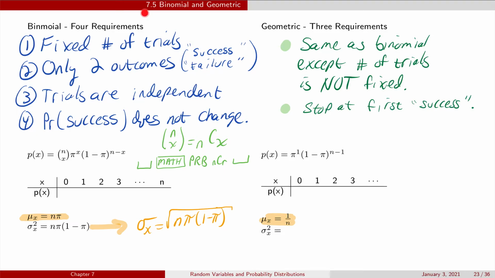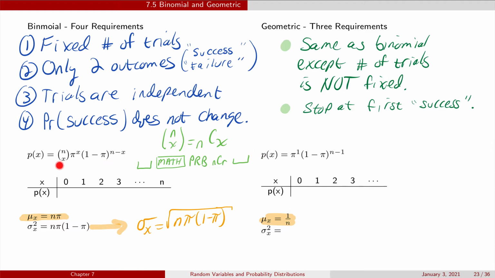Here are the notes for section 7.5. The title is Binomial and Geometric. These are two types of discrete distributions. Discrete distributions often appear in a table, and instead of having numbers that are filled in by observation, they're filled in by mathematical formulas, so we can predict what the probabilities are going to be based on formulas.